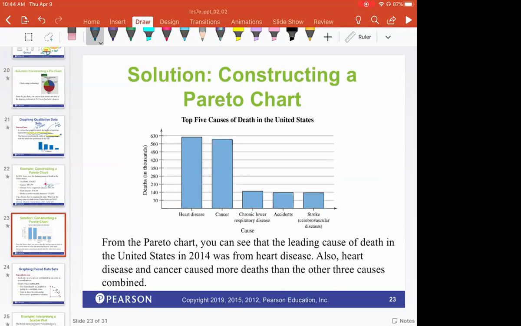All right, so they wrote their numbers in thousands, right? So we have 70,000, 140,000, and so on. And we see that each one's listed in order, with heart disease being the first one because it's the largest quantity and goes to each smaller quantity. Cancer, chronic respiratory disease, accidents, and stroke. From the prior chart, you can see that the leading cause of death in the United States in 2014 was from heart disease. Also, heart disease and cancer caused more deaths than the other 3 causes combined.